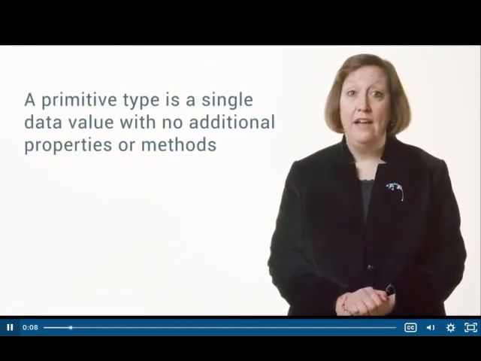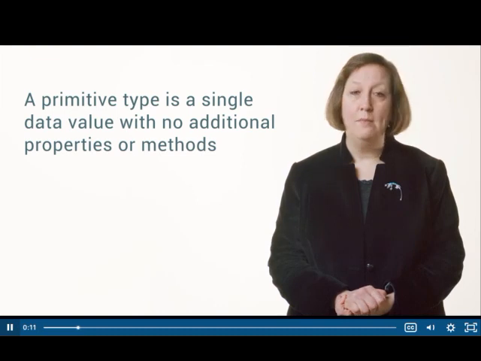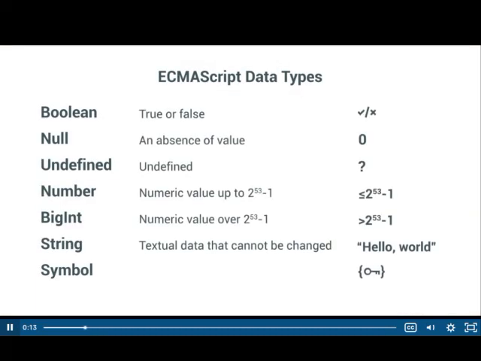In this video, we'll talk about the primitive types, what they are, and why it's important to understand them. A primitive type is a single data value with no additional properties or methods. The latest ECMAScript, which is basically a standard release of JavaScript, defines 7 separate primitive data types.